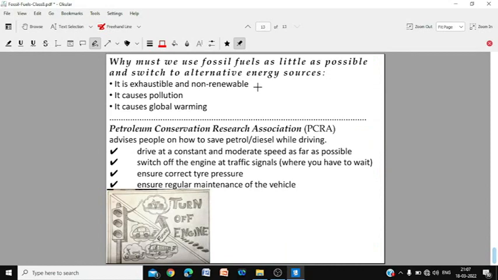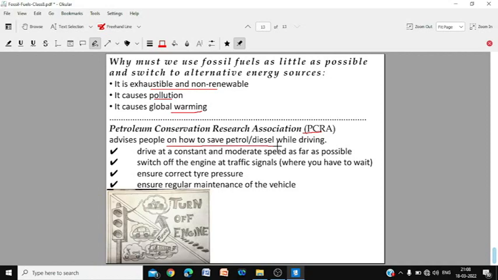Why must we use fossil fuels as little as possible? And why must we switch to alternative energy sources? First, a fossil fuel is exhaustible and non-renewable. Any kind of fossil fuel, it could be coal, it could be petroleum, is exhaustible and non-renewable. It causes pollution and damages the environment. It causes global warming.